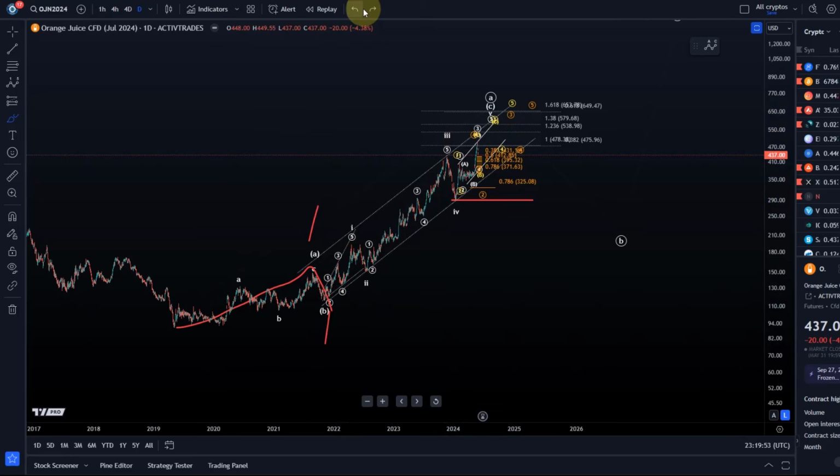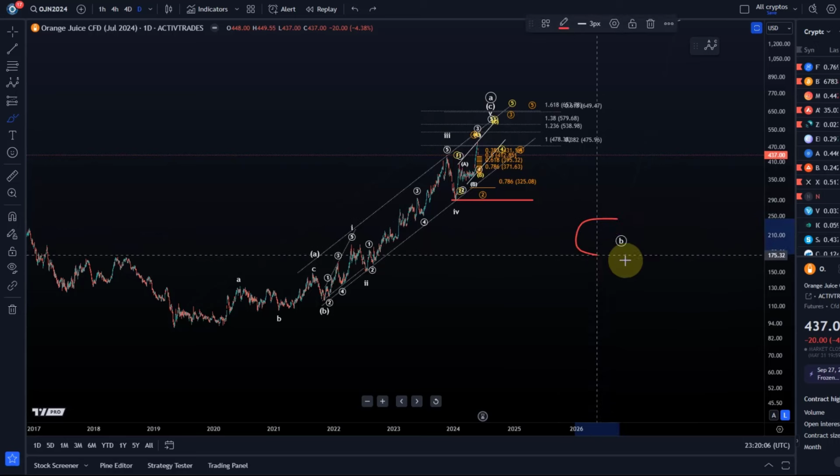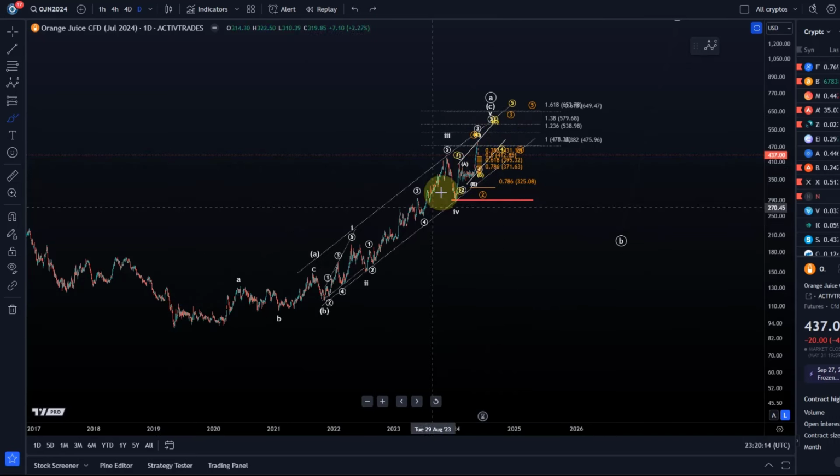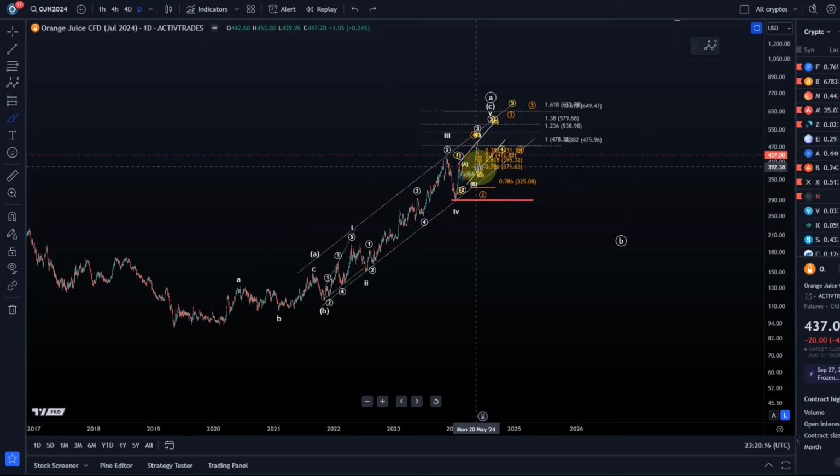And we just have to see how deep the pullback is going to be once this larger A wave has topped. And in terms of long-term targets, I won't be able to do that until we have an idea where this B wave might land. This could take a while to get there. I mean, how long was this move from 2019? That's already taken a while.